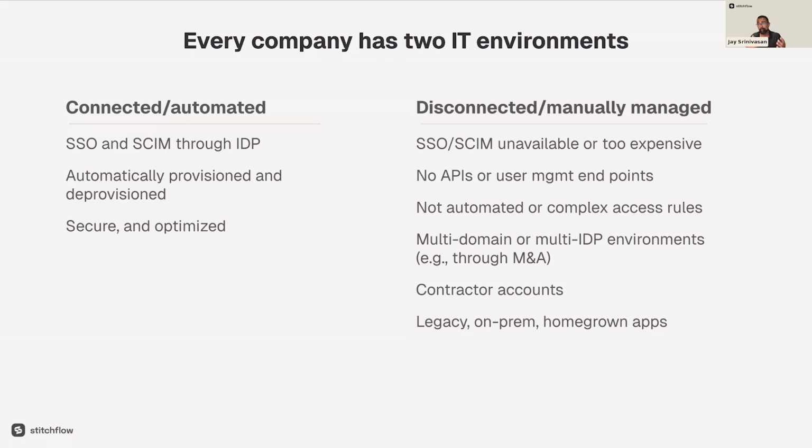For example, there are some tools that are either very old or very new that don't even have APIs or don't even have user management endpoints. It could be that the tools you are using, even if they have APIs and endpoints, are being used in such a way that the access policies are too complex to automate. Or you might have multiple email domains. For example, you're a company that acquired another company, and some of your employees are on one email domain, and the other set of employees are on another email domain. Or you might have started off with something like Google or Active Directory, but then migrated to Okta, so you're dealing with multiple IDPs. These are all situations in which applications are disconnected or manually managed.